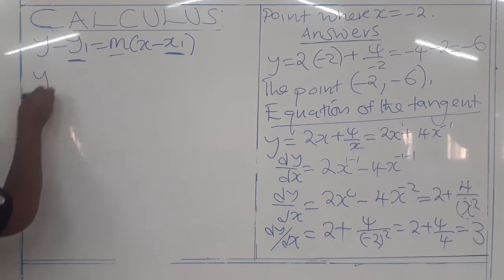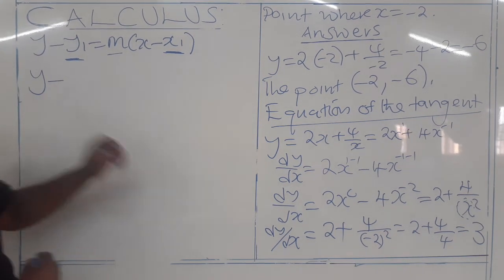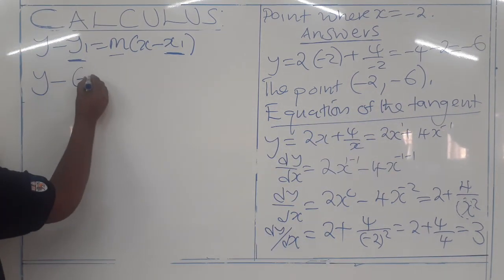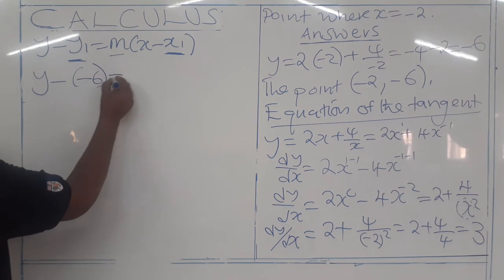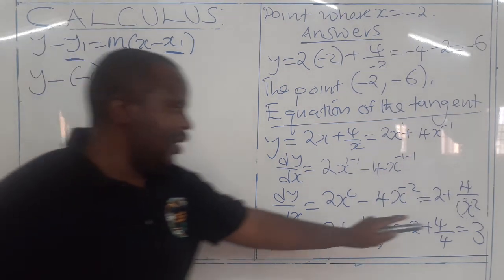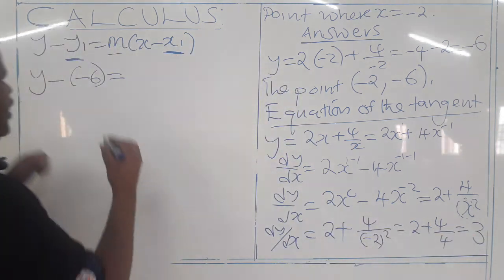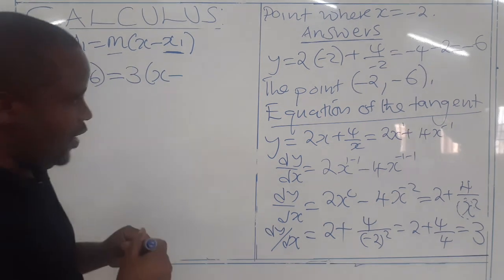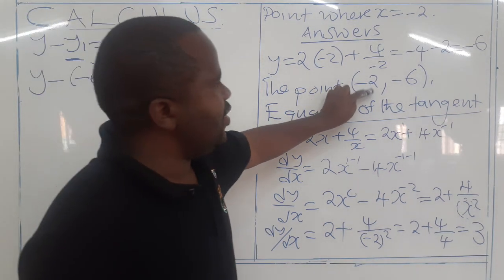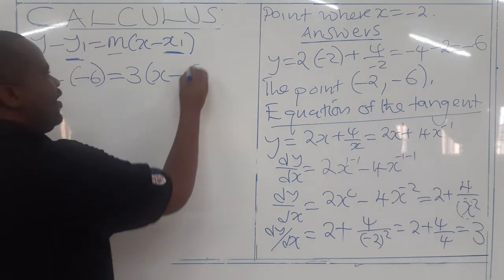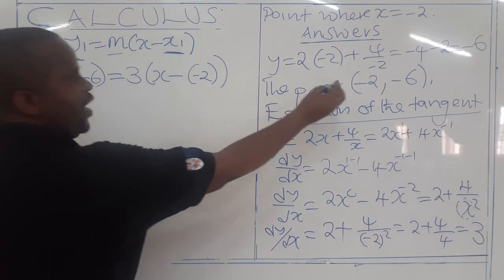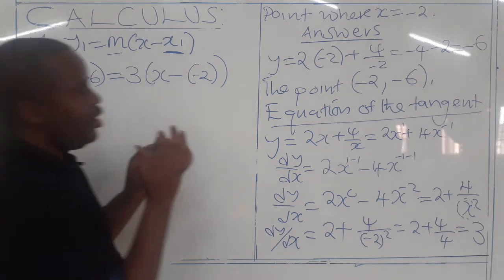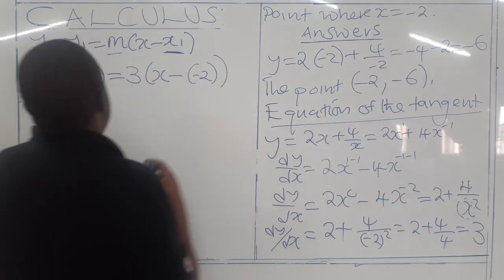We plug these values into the equation. So we'll say y minus, what is our y1? It will be negative 6. So we are going to say y minus negative 6 is equal to, what is our gradient? Our gradient is 3. So we write 3, open bracket x minus, what is our x1? Our x1 is negative 2. So I'll write my own negative 2. Do not leave that negative because of this. This negative is coming from the formula. So the 2 is coming with its own negative. So you put it there. Okay?